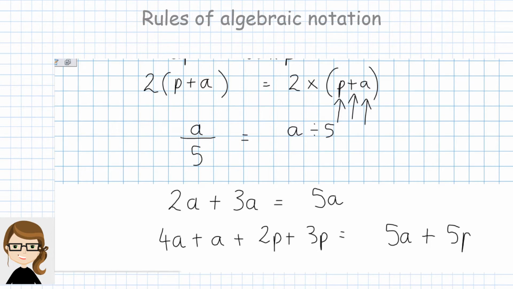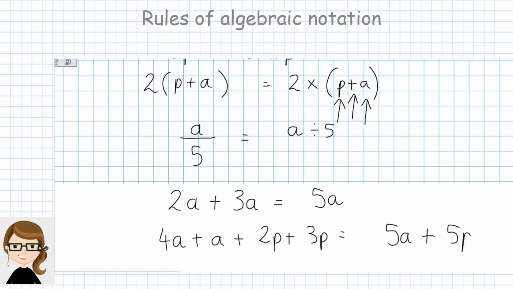So in summary, we just write numbers or letters next to each other if we mean multiply. So in the 2A plus 3A example, that means 2 times A plus 3 times A. So if A, our mystery value, was 3, that would mean 2 times 3, add 3 times 3. So 2 times 3 would be 6, add 3 times 3 would be 9. We'd add the 2 together, 6 add 9 gives us 15. And it's exactly the same as 5 times A, which would be 5 times 3, our mystery value. 5 times 3 is 15.